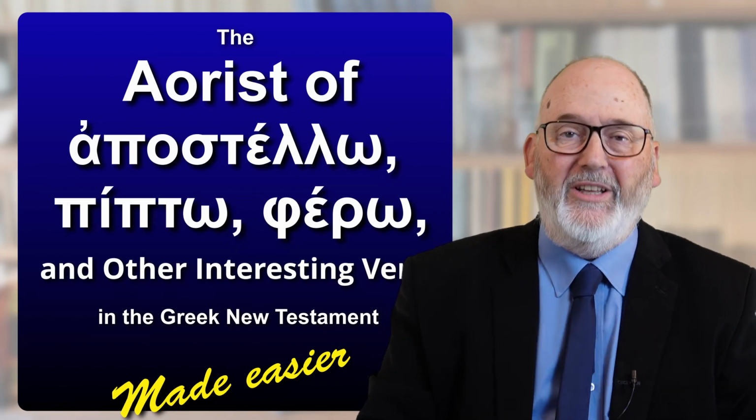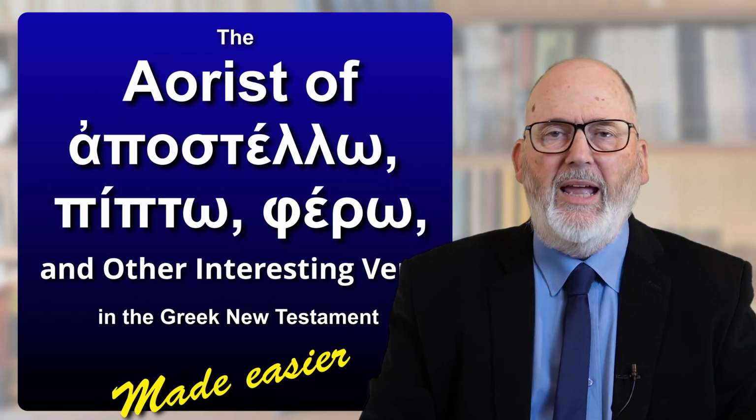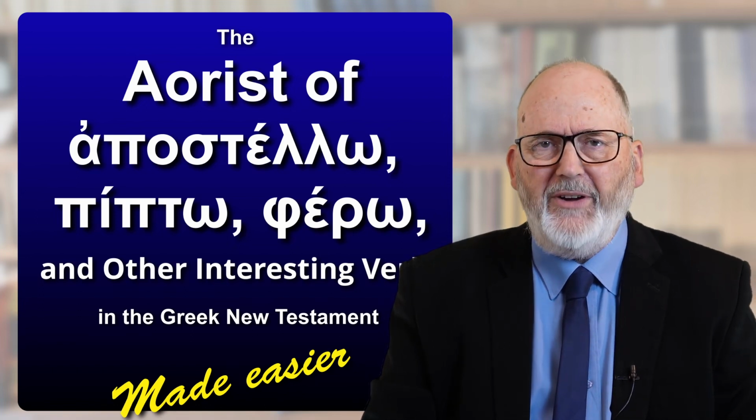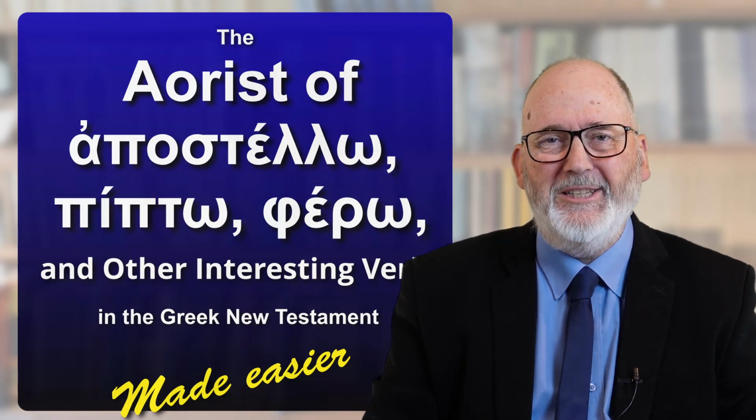By the end of this video, you will know about the aorist indicative active of ἀποστέλλω, πίπτω, φέρω, and a few other interesting verbs in the Greek New Testament. Hi, Rob McIver here. Let's start by looking at the aorist of ἀποστέλλω, πίπτω, and φέρω.